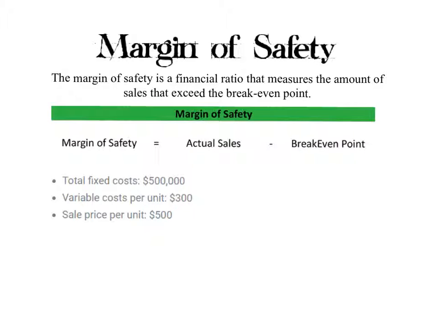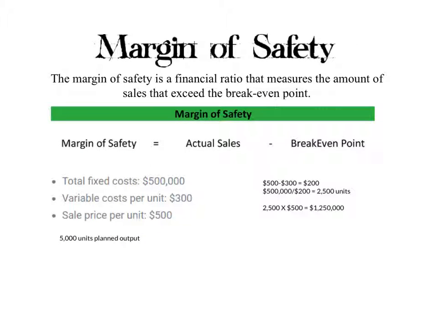Now when you're calculating break-even, they often give you enough information to calculate the margin of safety as well. Simply, the margin of safety is another financial ratio, but it measures the amount of sales that exceeds the break-even point. Again, it will be calculated in units, and it would be your actual sales or your planned output, or even maybe your maximum output, minus your break-even point.